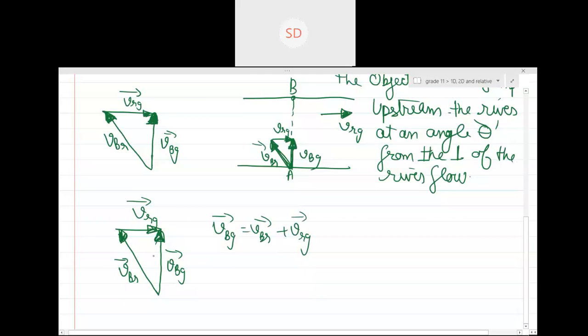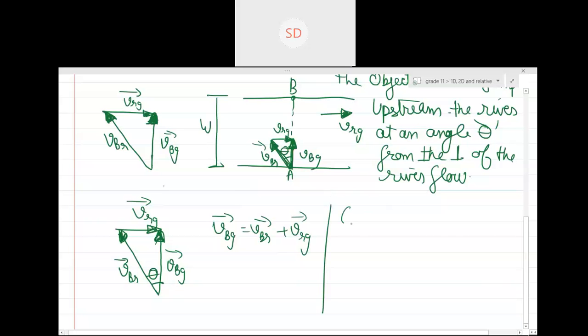Is this clear, guys? So basically, I am jumping at an angle of theta with a direction perpendicular to the river. Basically, this angle is theta. Is this clear, guys? Yes, sir. Now, if the river width is W, then what will happen?